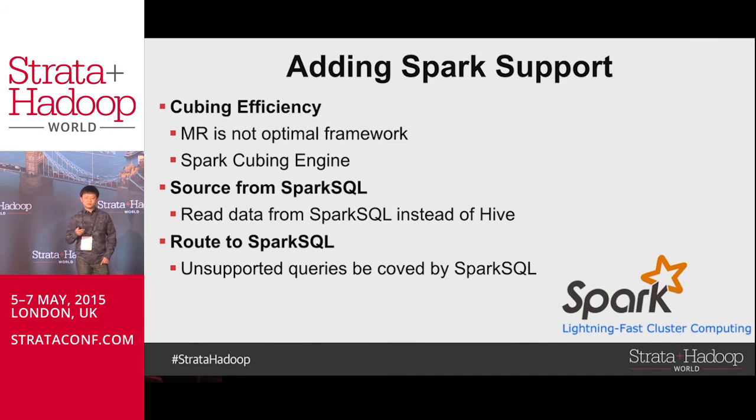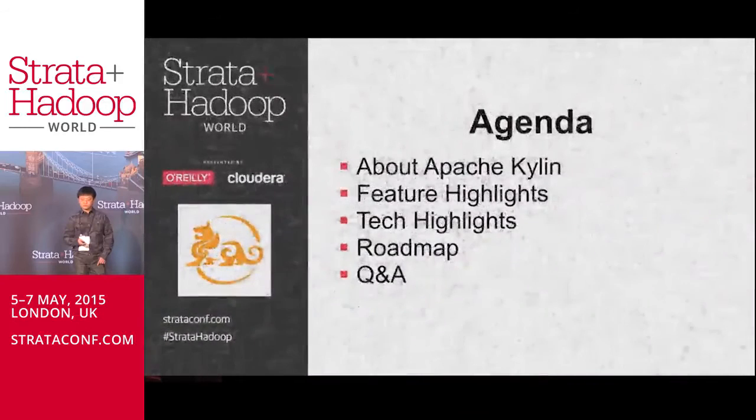So what SQL can't Kylin do right now? That is row level analysis. Remember, Kylin only has the aggregated result. So if you want to drill down into the raw records, Kylin does not have that information. That is somewhere we can fall back to Spark SQL. That's the tech highlights.